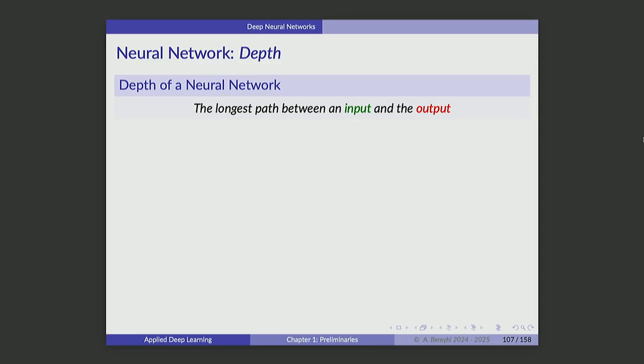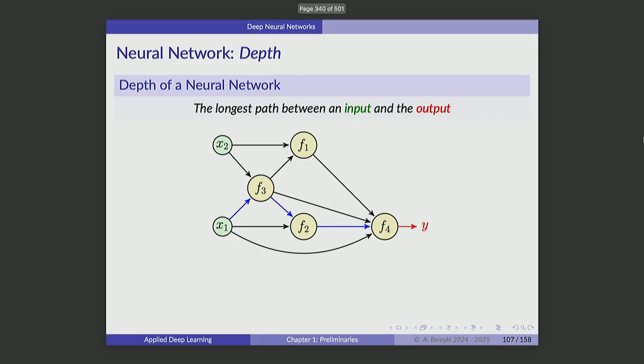For instance, we can define the depth. What is the depth? The depth is the longest path you're going to take from one input to the output. The longest path, not the shortest path. Okay? So let's look at this guy here.